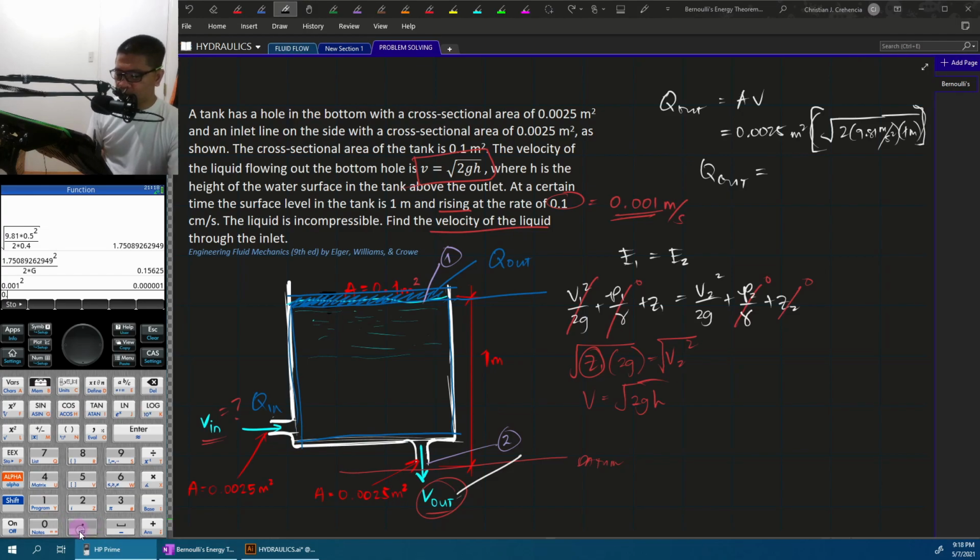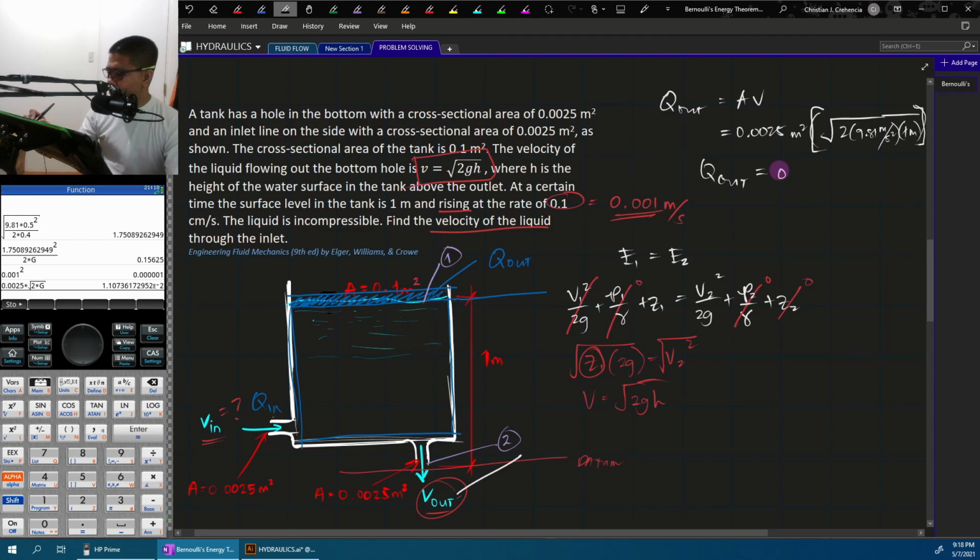So, 0.0025 times square root of 2g. So, nakasave na dyan yung 9.81 times 1. So, hindi ko nalagay yung 1. And so, yung Q out is 0.0110736 cubic meter per second. So, meter squared, then square root is meter. So, kaya meter cube. Okay?